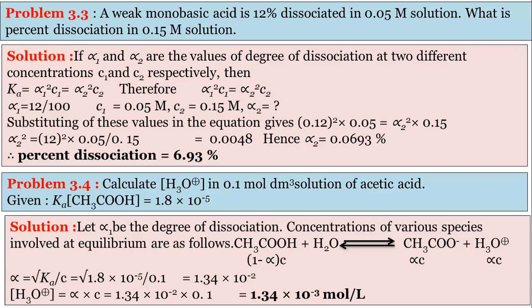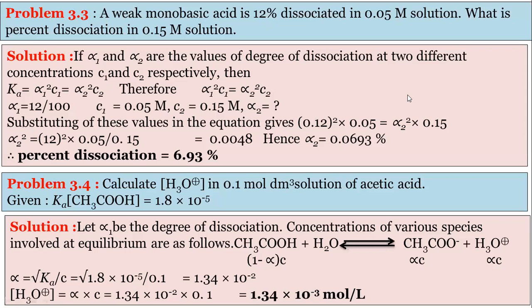First, read the numerical carefully. A weak monobasic acid is 12% dissociated. So 12% dissociated means it is a percentage dissociation. Alpha is given in percentage. You know how to convert, divide by 100. We have to convert it.